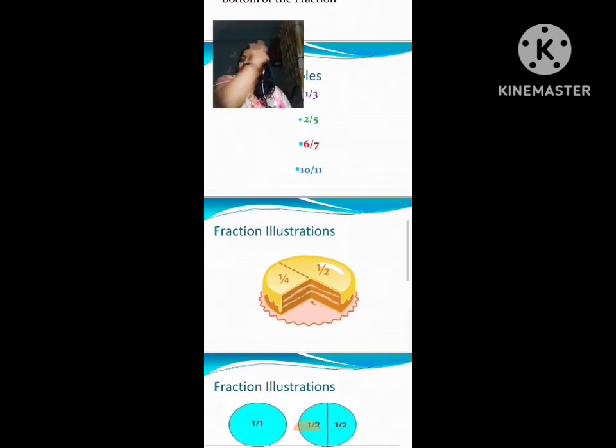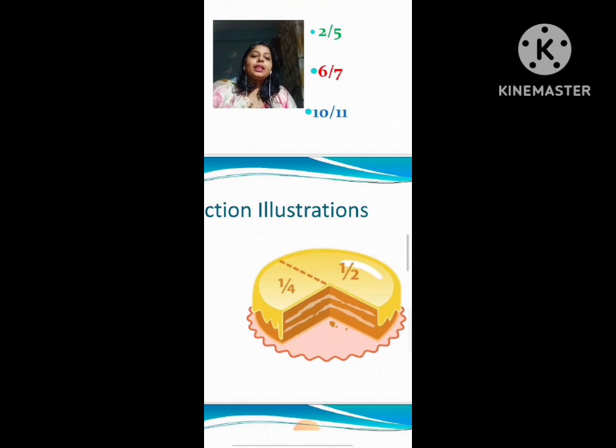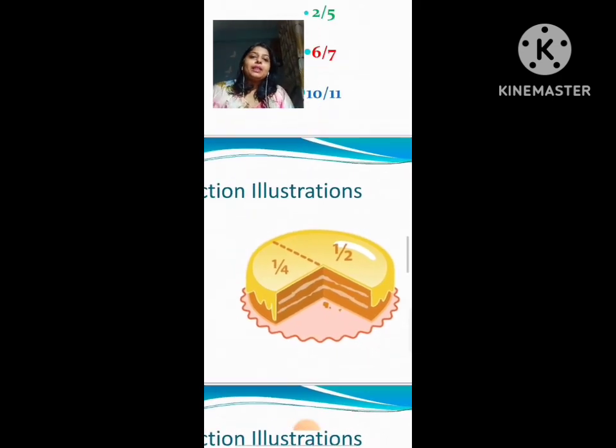Okay, now again you can see this picture. It's a cake picture. How many parts have been consumed here? 1 by 4th part. Very good. And still 3 by 4th part is left. Half part plus 1 by 4.